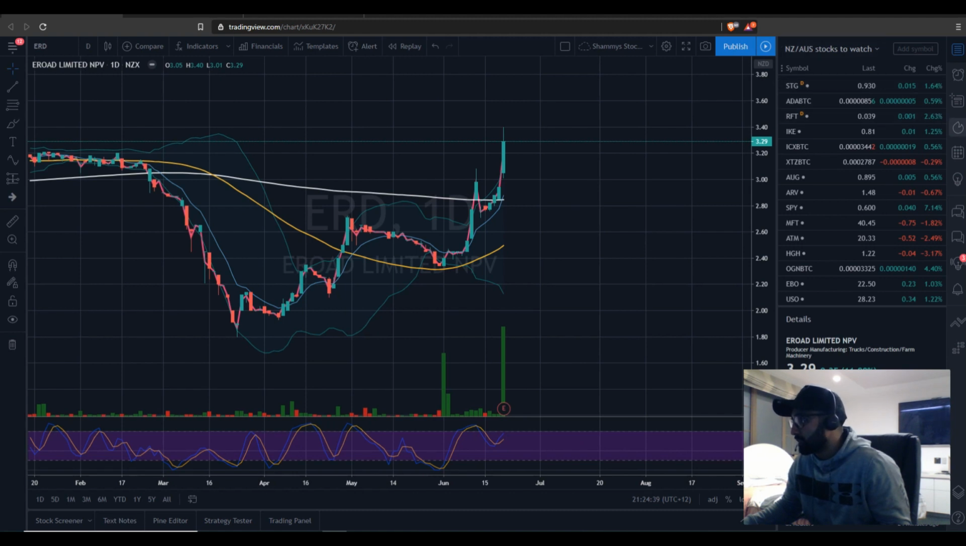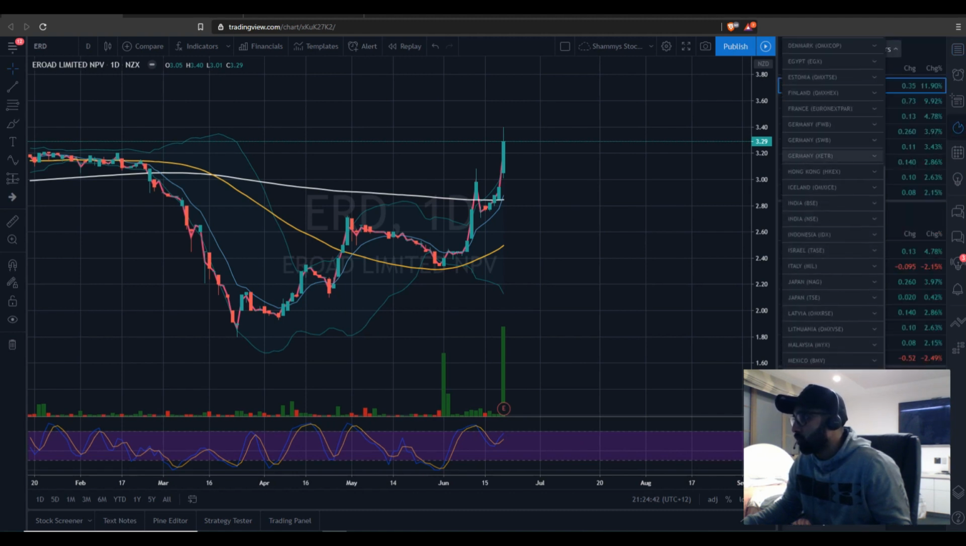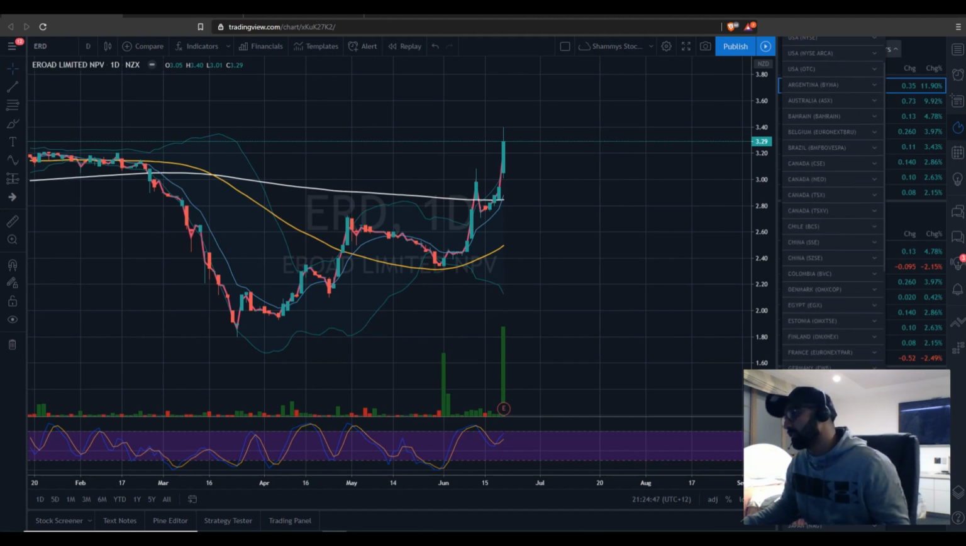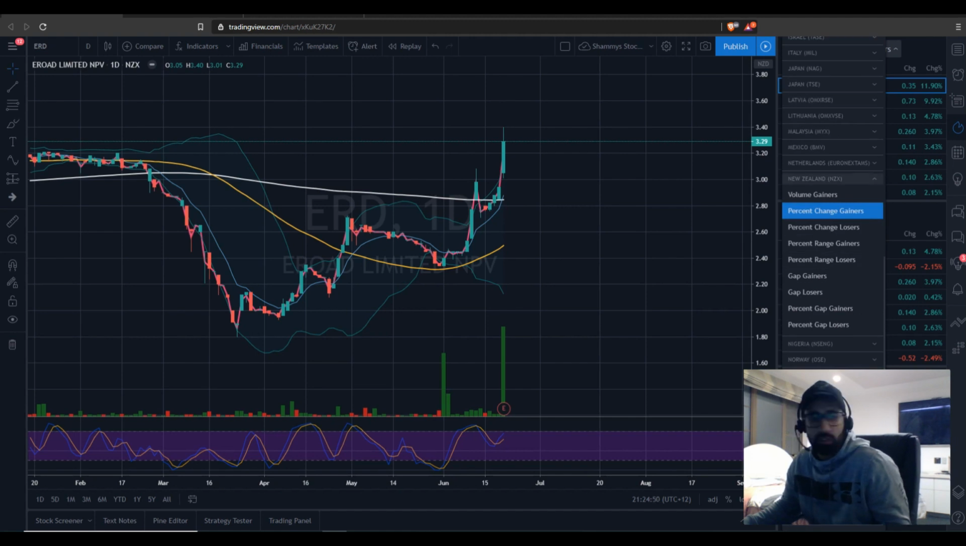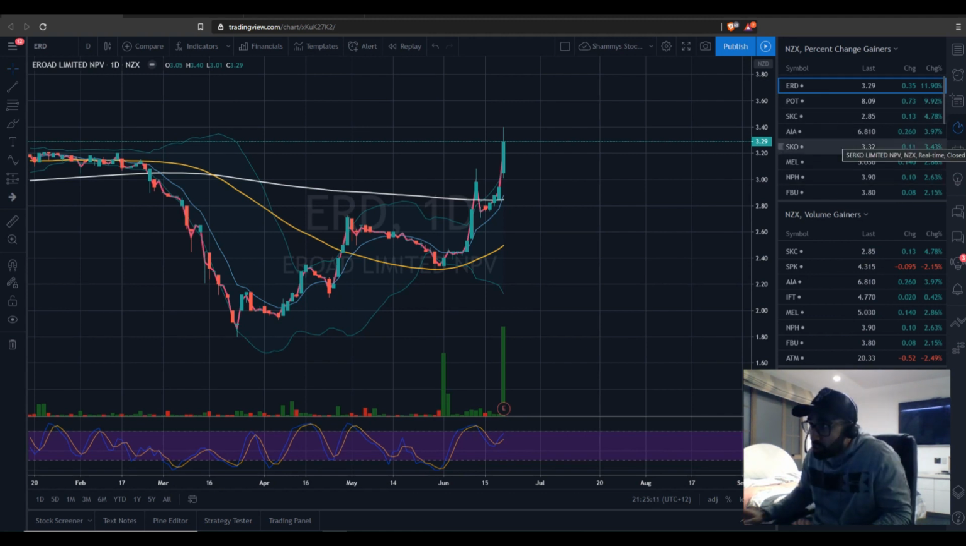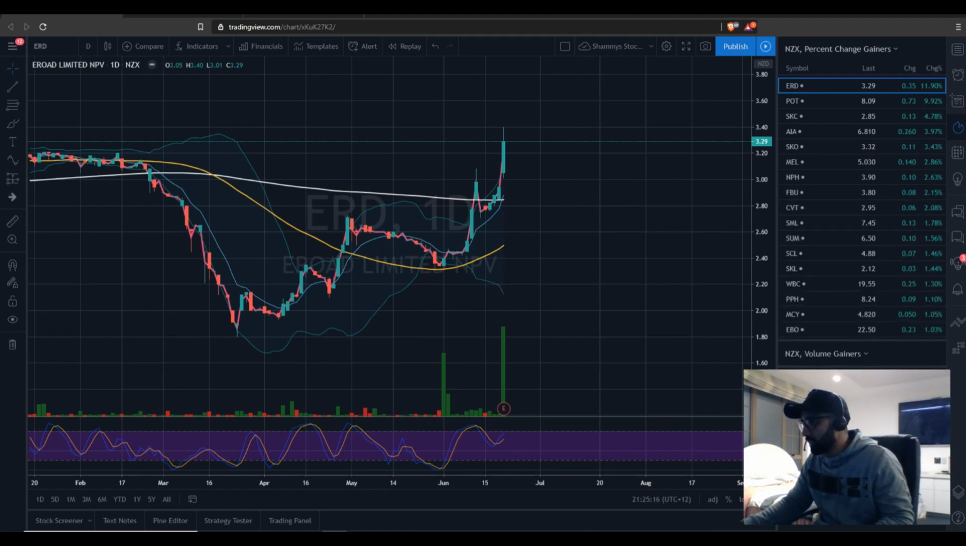To get a hot list, you just press the hot list, and then you have all the different countries here, and you go to New Zealand. With New Zealand, you see volume gainers, percentage change gainers, and all that. What I like to use is the percentage change gainers, just to show me which stocks are trending higher, and probably the volume gainers as well. So if you go to percentage change gainers, you'll see a list of stocks up here. I'll just close that one.